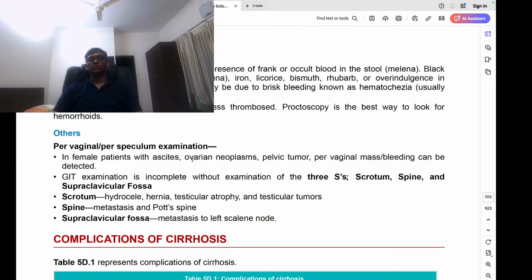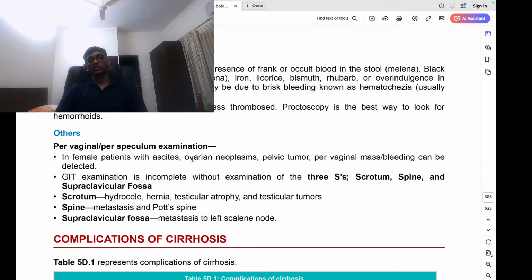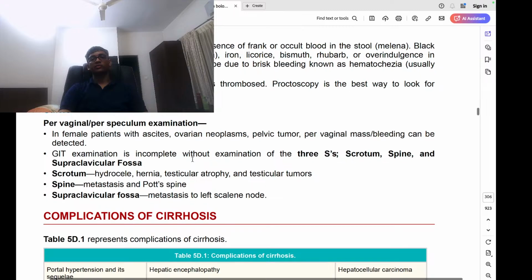Red stools may be due to brisk bleeding known as hematochezia, usually distal to the ligament of Treitz. Hemorrhoids are usually not felt unless thrombosed. Proctoscopy is the best way to look for hemorrhoids.